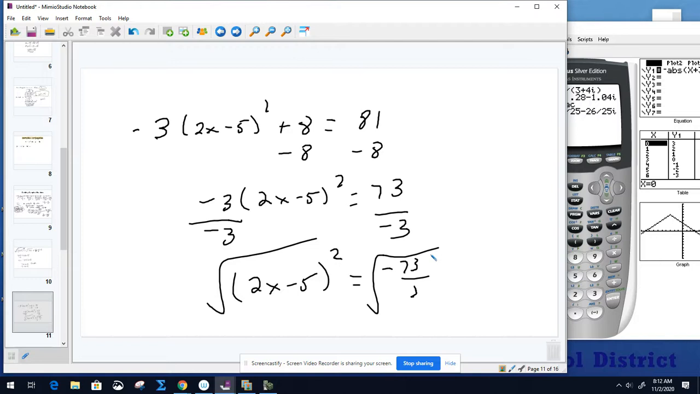Okay. The key is getting whatever's being squared by itself, take the square root, and then understand that over here you are going to have a negative underneath the radical that you're going to have to simplify. And then you just solve for x. So there's a couple problems like that you're going to have to try to work through.